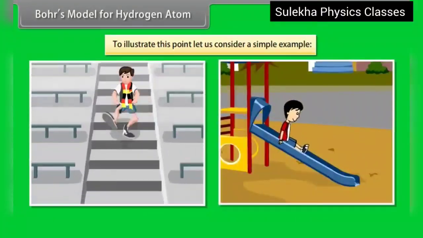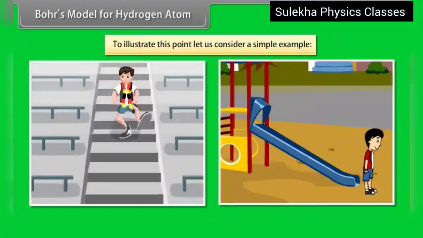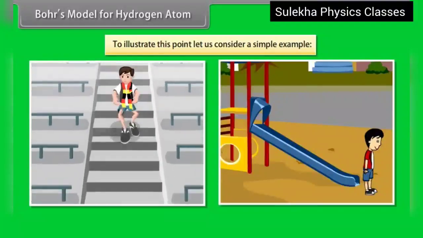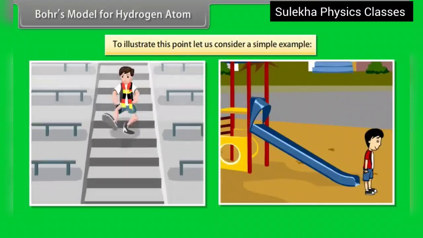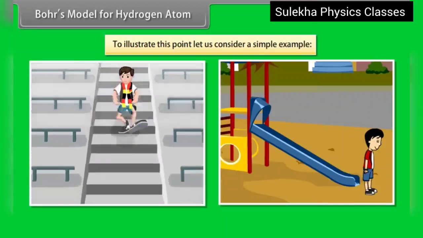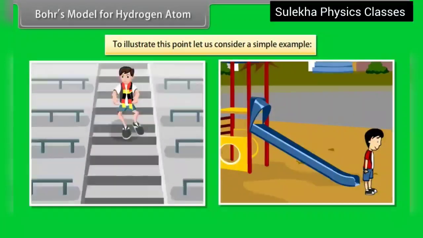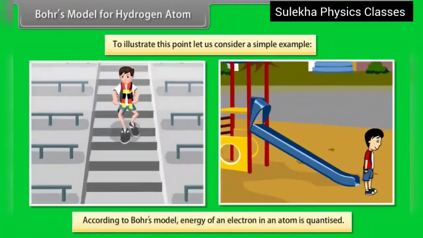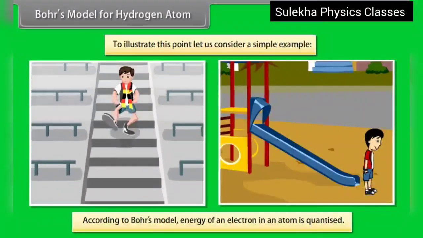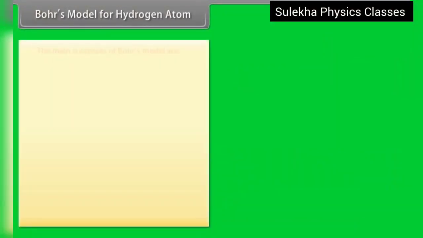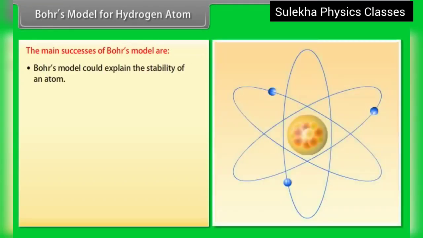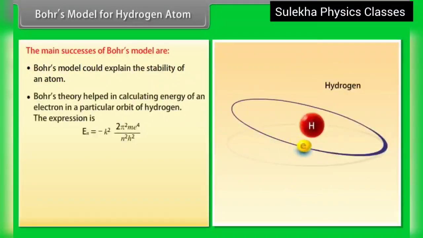On the other hand, if the person moves down a ramp, then his energy changes continuously and he can have any value of energy corresponding to any point on the ramp. Energy in this case is not quantized. So, according to Bohr's model, energy of an electron in an atom is quantized. The main successes of Bohr's model are: Number 1. Bohr's model could explain the stability of an atom. Number 2. Bohr's theory helped in calculating energy of an electron in a particular orbit of hydrogen.